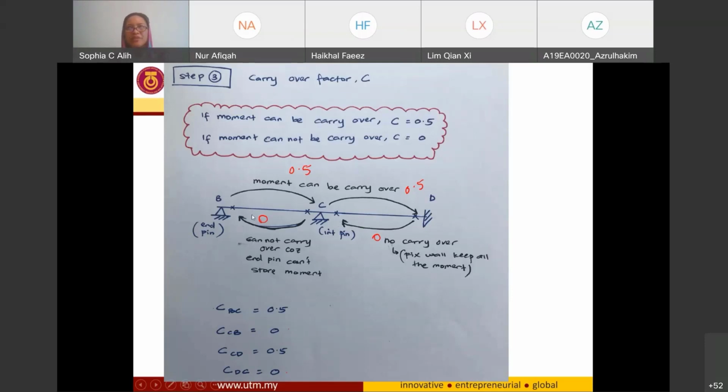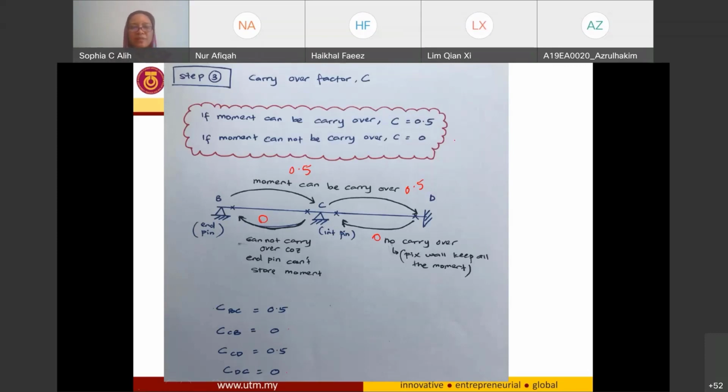The simple guidance is that a fixed support will not share the moment, but it will take the moment. So if you have any fixed support, the carryover from it to the next support is always going to be 0, but the carryover from any support to a fixed end is going to be 0.5. The end pin will not have moment at the end of your calculation, so it will not take any moment into it, but it will distribute the moment to the other connection. So from end pin to intermediate pin is 0.5, but intermediate pin to end pin is going to be 0.